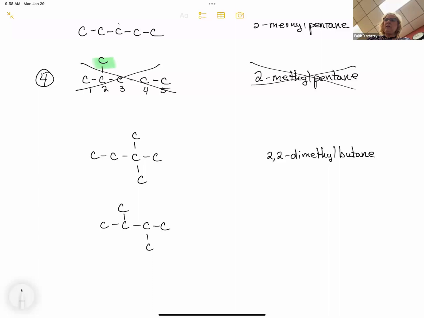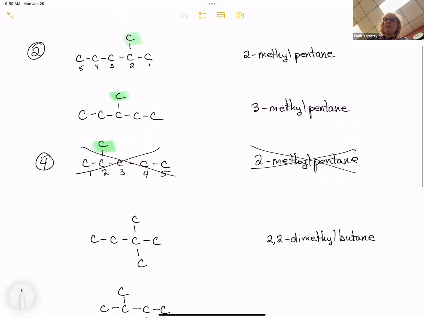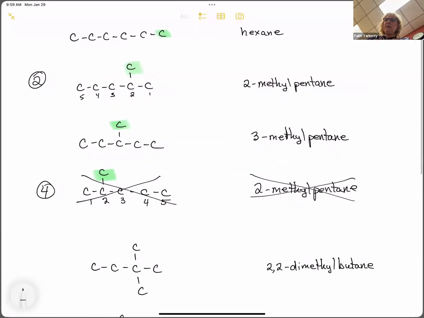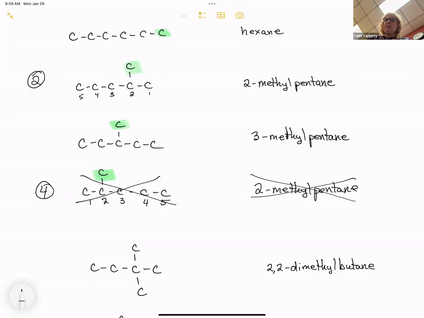No. Because number it so that you find the longest chain. Okay, yeah, it's actually a pentane. Yes. But that's a common mistake. You've got to go back and find the longest chain. And that should be the first 5. That should be the 5 of the first one. You just need to name that last one that I gave you.